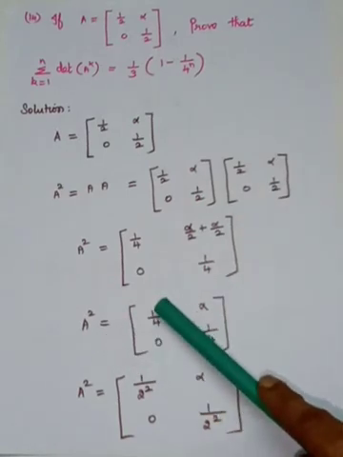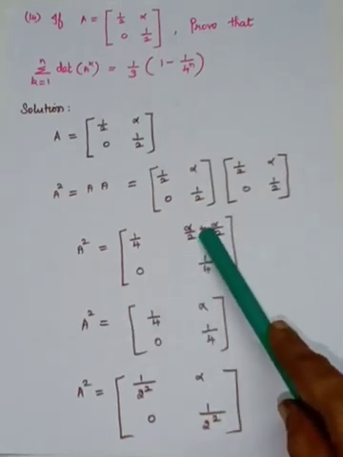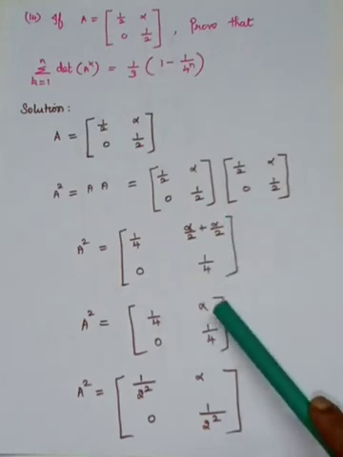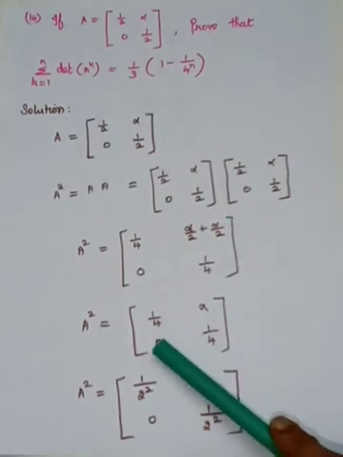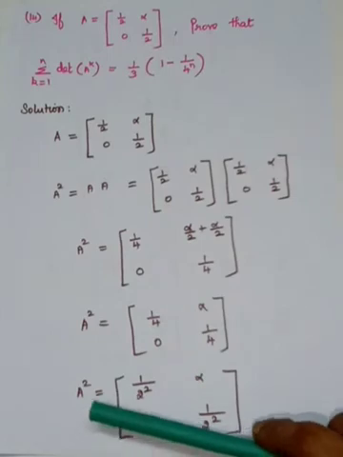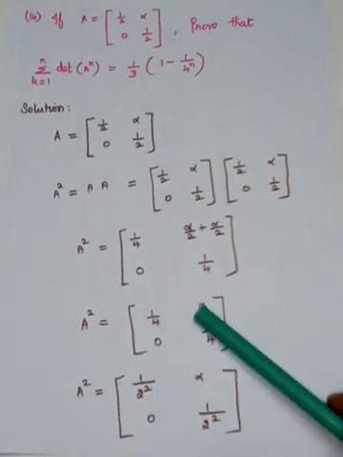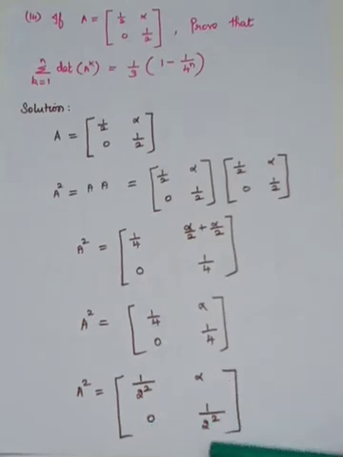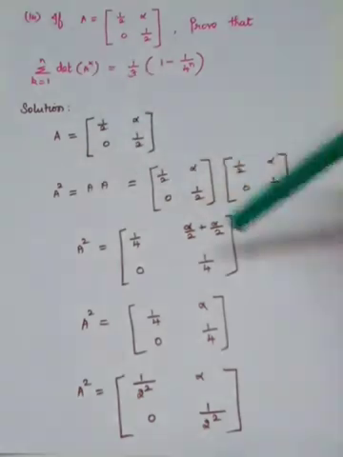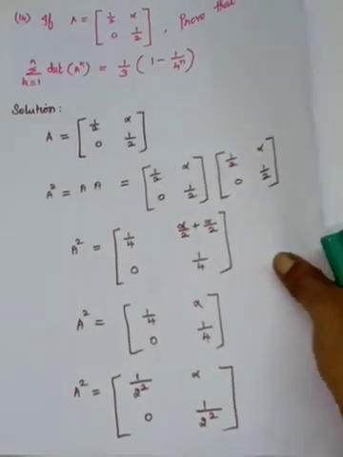So A squared is 1 by 4. What is alpha by 2 plus alpha by 2? It is 2 alpha by 2, that is alpha. Then 0, 1 by 4. So in A squared, this 4 can be written as 2 squared. Here you will have alpha, 0, 1 by 2 squared. A squared I have found. In the same way, I'll go for A cube also. So I'm going to find the matrix A cube.